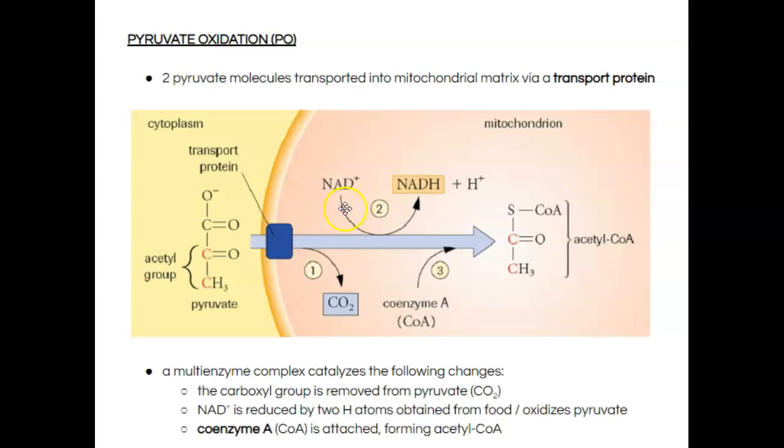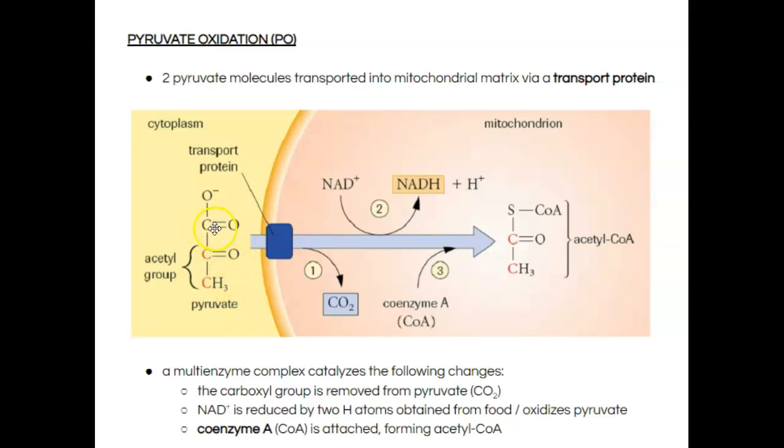So when NAD plus oxidizes our pyruvate molecule, a CO2 portion of the pyruvate is removed as waste. So that's why when we think about our overall process of cellular respiration, we think of CO2 and H2O as our products. Well, here is some of that CO2 evolving as waste when we oxidize our pyruvate molecule. Okay, so then, well, what remains?